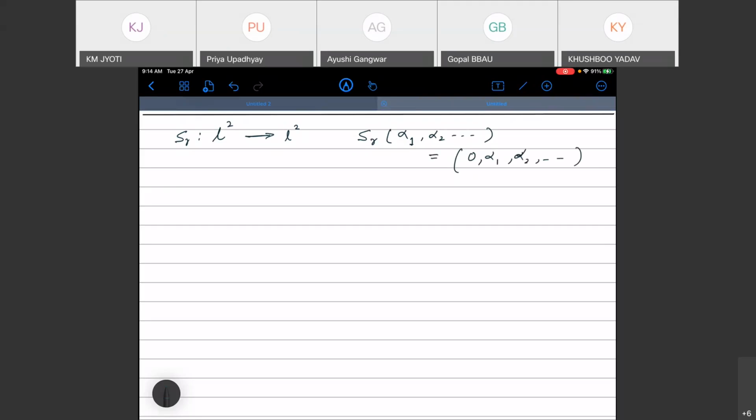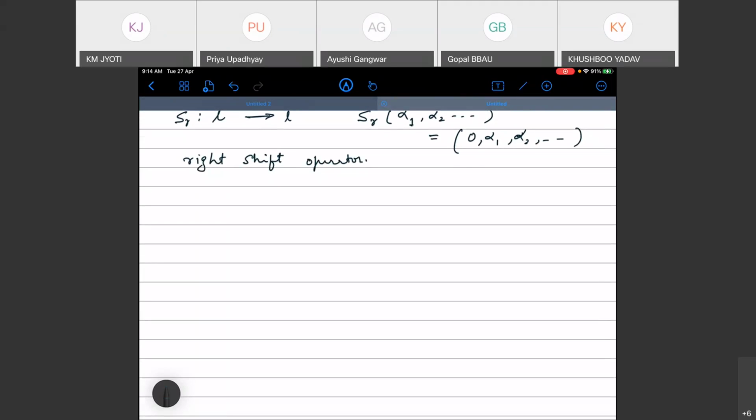So what does SR do? SR shifts alpha 1 to the second place, alpha 2 to the third place. So this is called the right shift operator. Clearly, SR is a linear operator. You can verify this. And in fact, this is bounded. SR is bounded. What is the norm of SR? Can anyone guess?